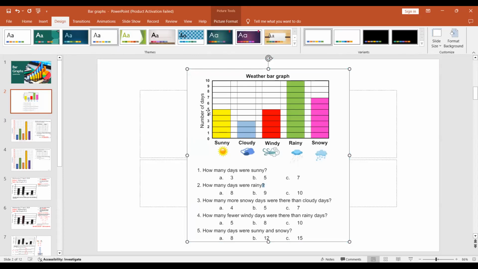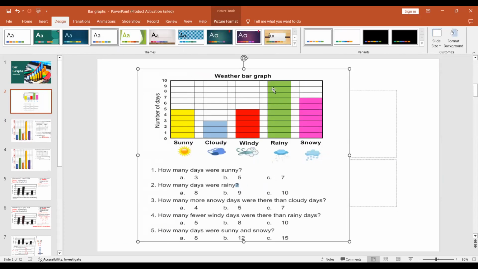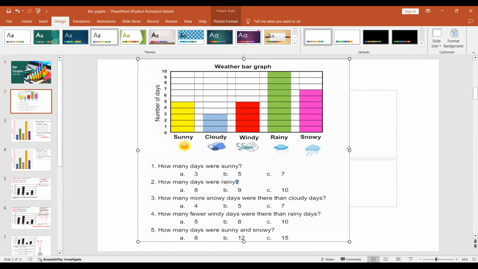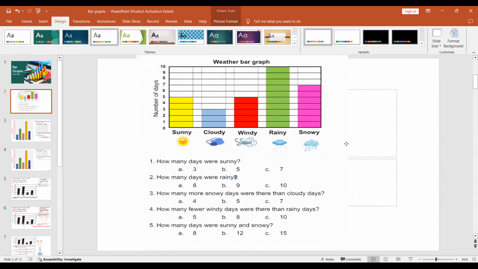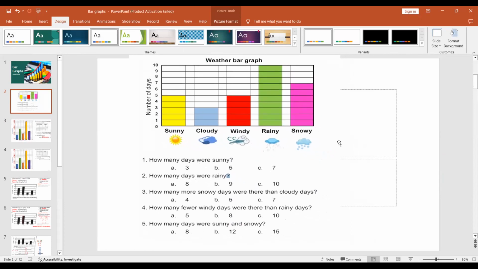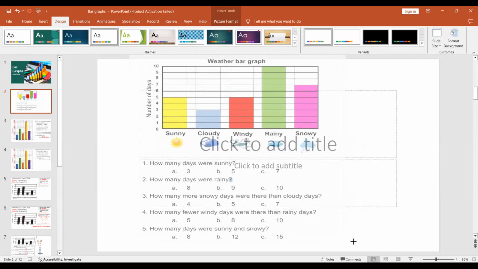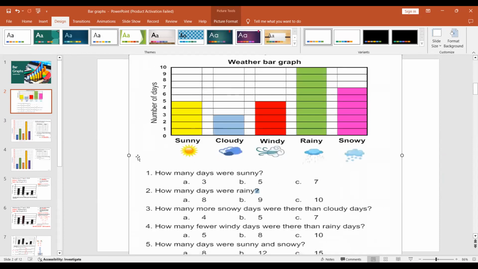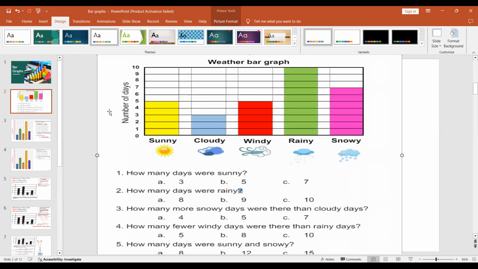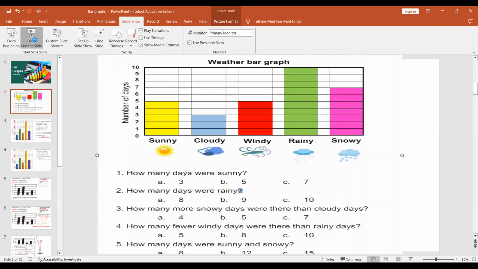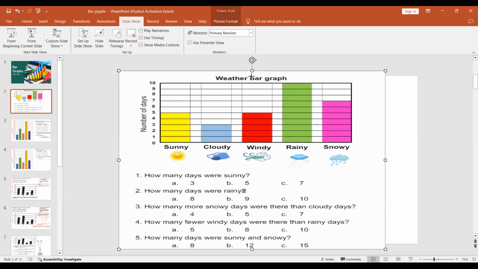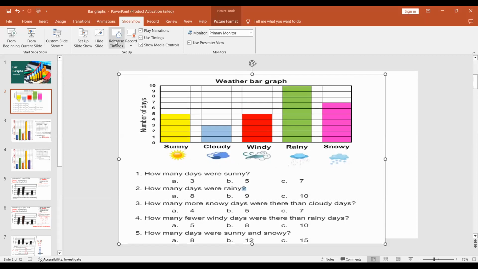Okay, so I think we're ready for this one. Here we have another bar graph. This one shows 5 different types of weather. Can you all tell me the different types of weather shown on this bar graph? Sunny, cloudy, windy, rainy, and snowy. Very good. Sunny, cloudy, rainy, windy, and snowy.